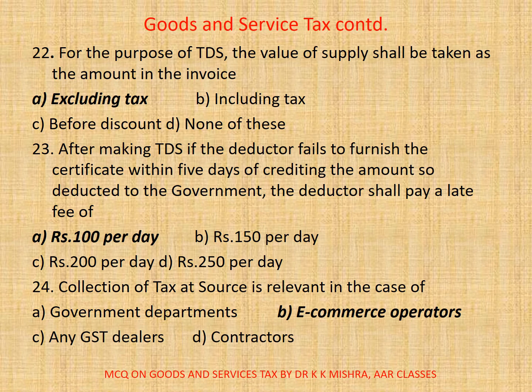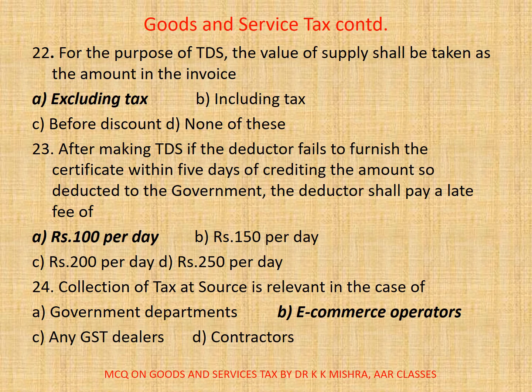Excluding tax. 23. After making TDS, if the deductor fails to furnish the certificate within 5 days of crediting the amount deducted to the government, the deductor shall pay a late fee of A. rupees 100 per day, B. rupees 150 per day, C. rupees 200 per day, D. rupees 250 per day. So, the correct option is A, rupees 100 per day.